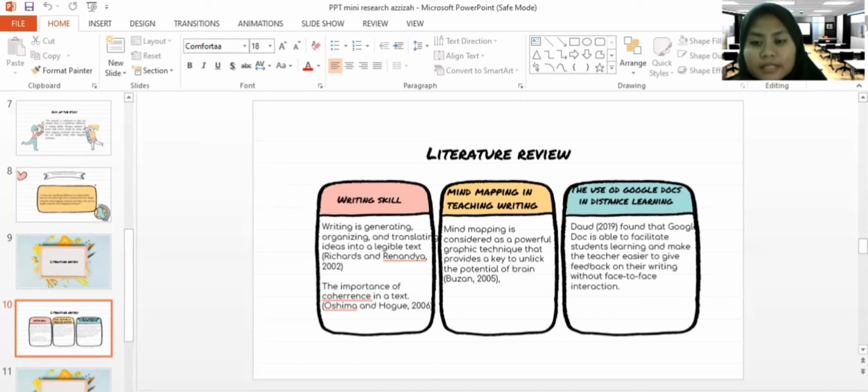Since writing is a complex process of organizing text as well as translating ideas, the teacher needs to use techniques that make it easier for students to write. Furthermore, writing is the process that alters our mind or ideas into written form. It should be organized into coherent and cohesive paragraphs.